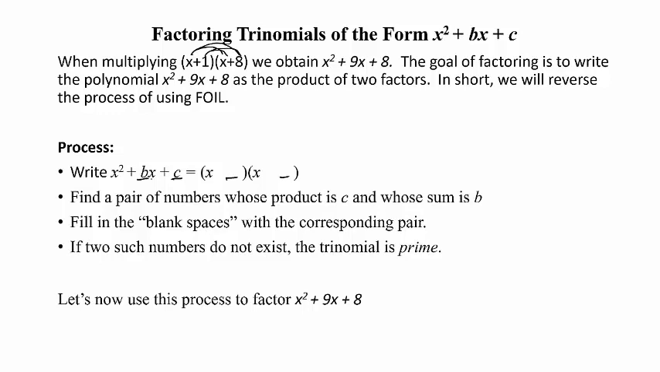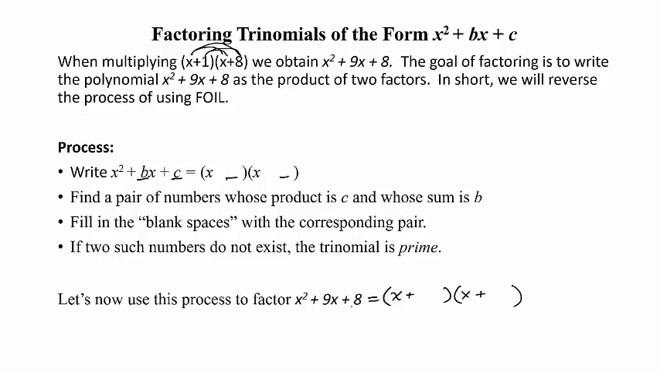If those numbers don't exist, then the trinomial is prime, meaning we can't factor it. It's not factorable. So let's try to use this process to factor x squared plus 9x plus 8. We already know what the factors are, I gave them to you. It's x plus 1 times x plus 8. But using this process, let's think about it. Since we're adding everywhere, we're going to have x plus something times x plus something, so we're just looking for what those two numbers are.